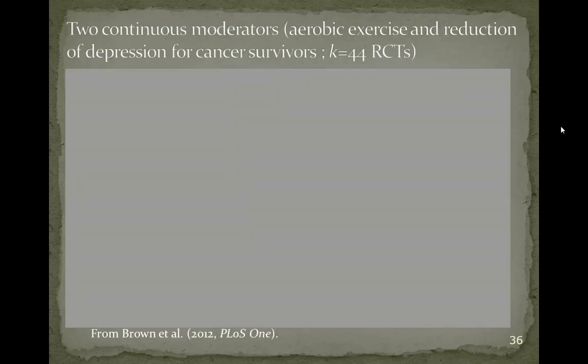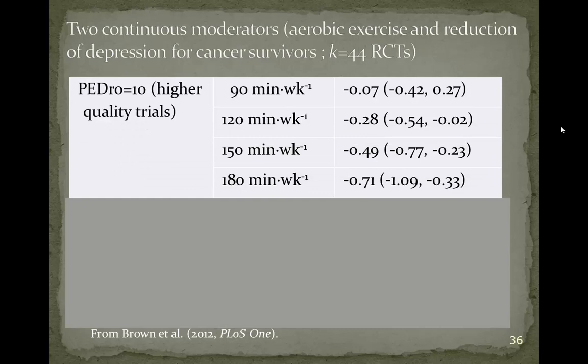We looked at the effects of aerobic exercise on reducing depression for cancer survivors. We had 44 randomized controlled trials. And if you looked at the high quality trials, and this was all done with continuous variables, we didn't break anything into artificial dichotomies. So these are all estimates. So you get a dose response function in the higher quality trials. And notice the confidence intervals: at 90 minutes a week, that effect is not reaching significance. In fact, it's so weak you don't see it.